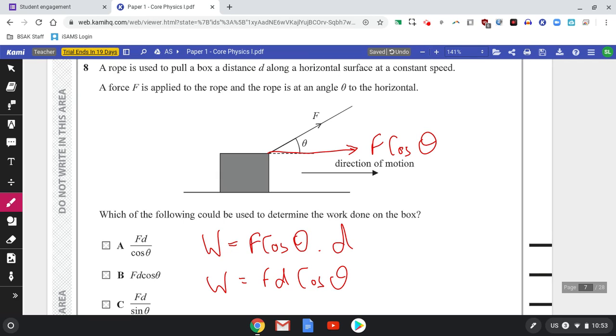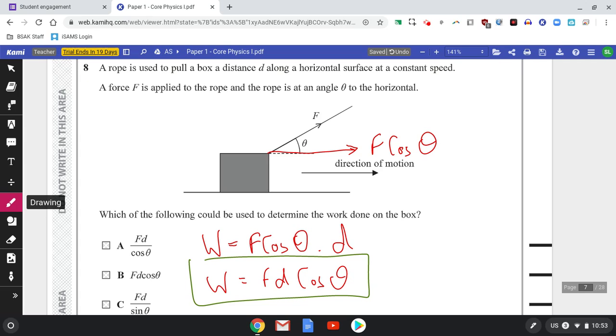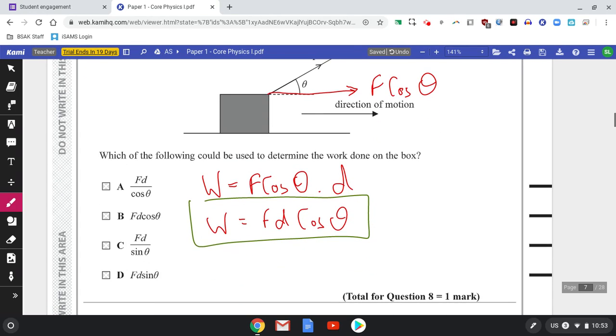The reason why I said that's marks in the bag is that it is a standard equation for calculating work done, which you should know off by heart. So, like I said, marks in the bag. Correct answer is B. That's the multiple choice.